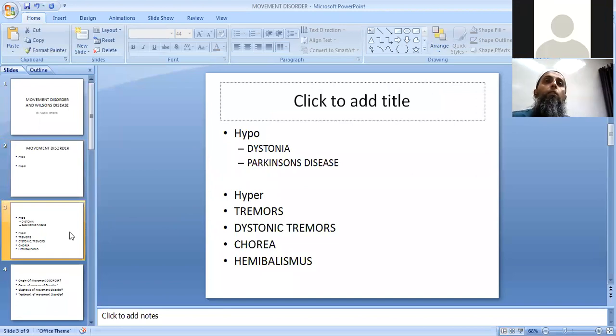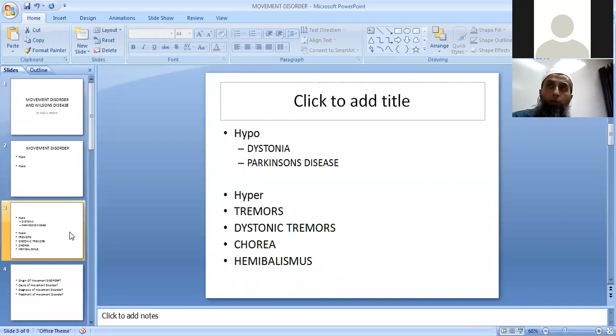Here we have examples of hypomovement disorders like dystonia or Parkinson's disease. We'll be talking about Parkinson's disease in the next lecture, but as you can see, Parkinson's and dystonia are indicative of low movement. So here the patient is slow, they cannot move, they are rigid, they do not have flexibility, so they are labeled as hypomovement disorders, right? And an example of hypermovement disorder is the tremors. When there are tremors, you can see the movement will increase. So they'll be in hypermovement disorders.